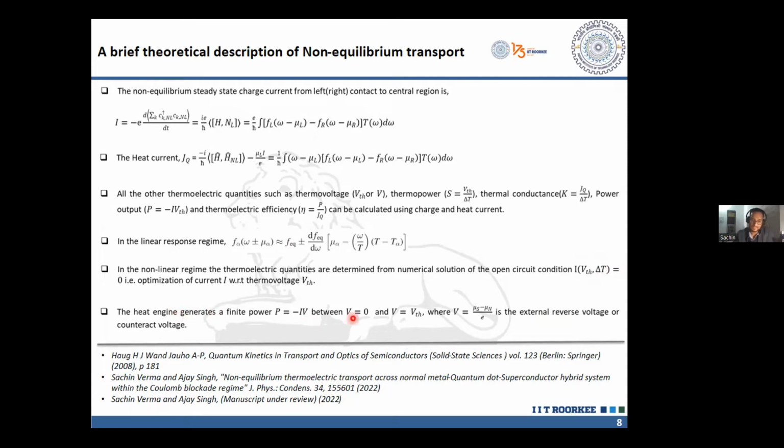So power, as I explained previously, is generated between V equal to 0 and V equal to V_TH, and one can find the optimal power output. For the detailed theoretical formalism, one can check this book and also recent publications.